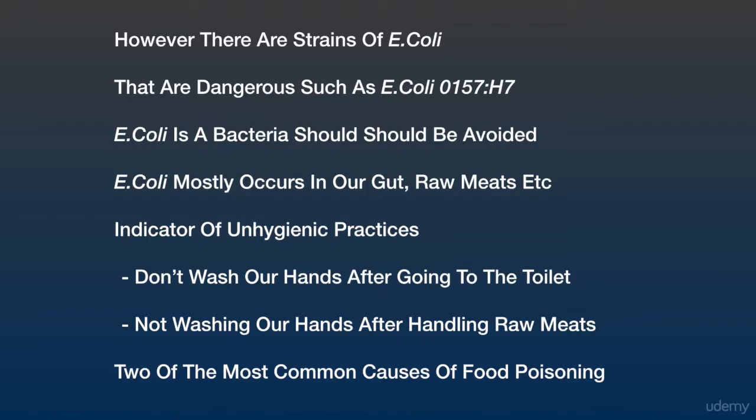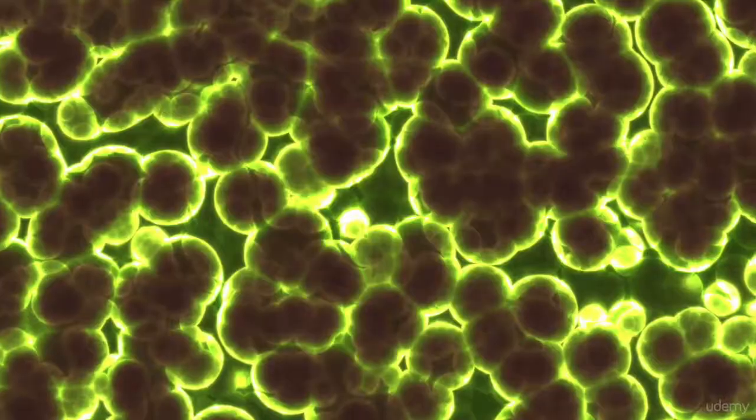Because E. coli mostly occurs in our gut and raw meats, it becomes an indicator of unhygienic practices that may have taken place. Two perfect examples of this are when we do not wash our hands after going to the toilet and when we do not wash our hands after handling raw meats. In fact, these are two perfect examples of two of the most common causes of food poisoning.